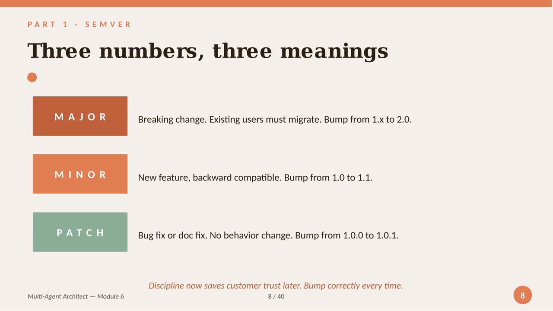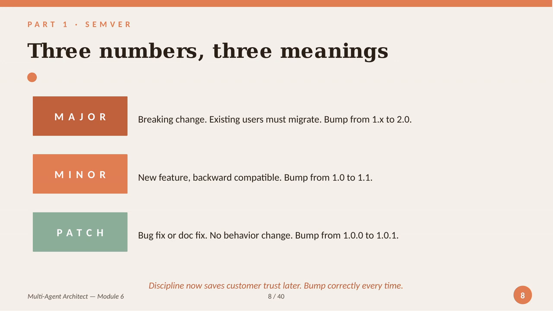Semver in practice. Three numbers, three precise meanings. Major bump: breaking change. Existing users must migrate. The 1.x to 2.0 transition. Renaming a / command, changing a return shape, removing a feature, all major bumps. Customers see the major bump and know to plan for migration.